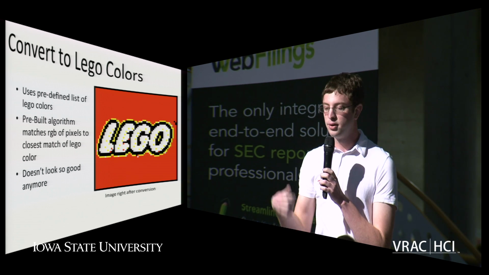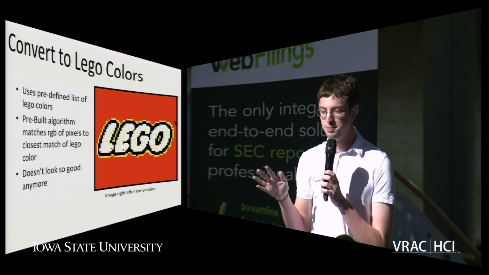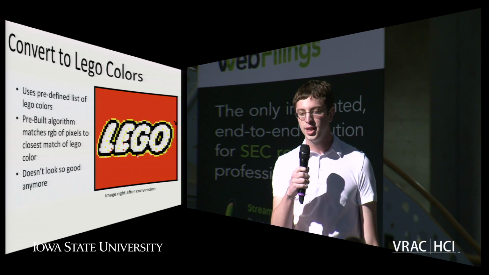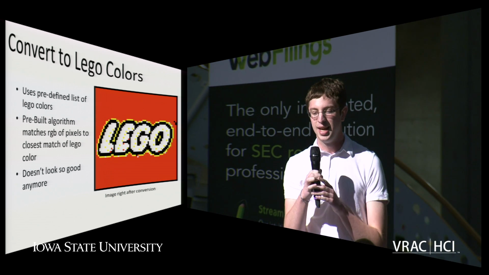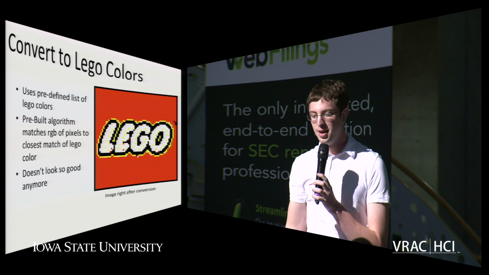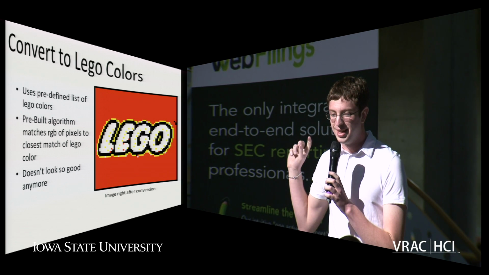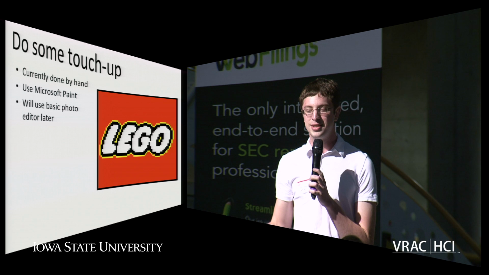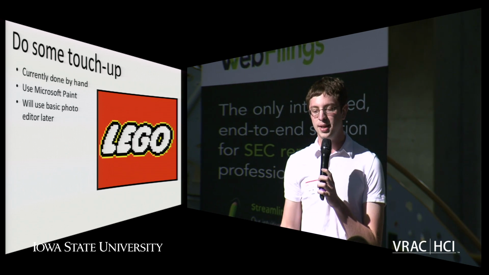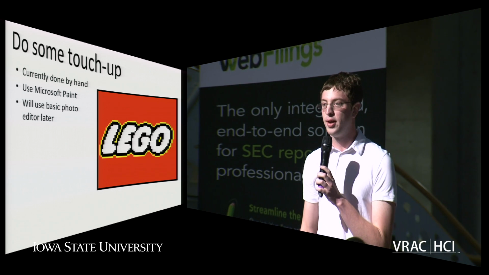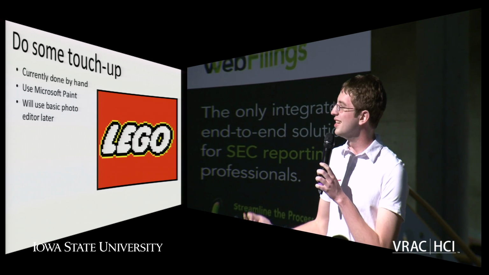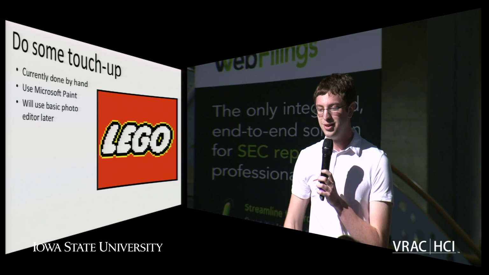Now we convert it to the Lego colors. You can see it looks pretty bad, but we'll get there. We use a pre-built algorithm to match it to the Lego colors, and that's why it doesn't look so good anymore. But now we'll do some touching up. There's no easy way to do it right now, and that's what I'm working on. I use Microsoft Paint, and I'm hoping to use a basic photo editor later. But you can see it looks a lot nicer now than it did before. And that's where we're at with that.